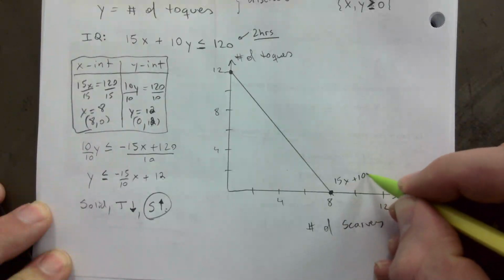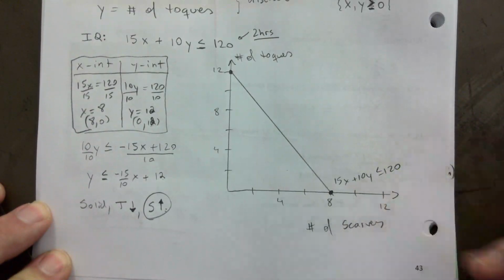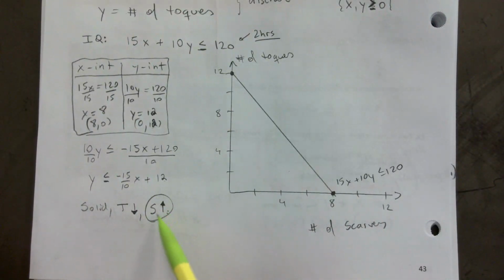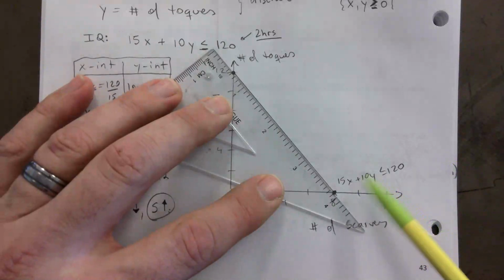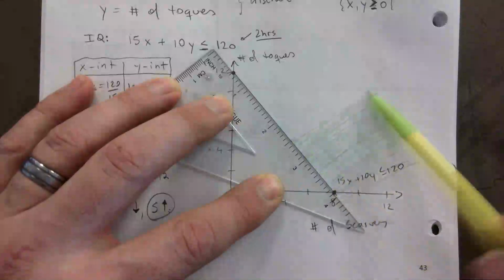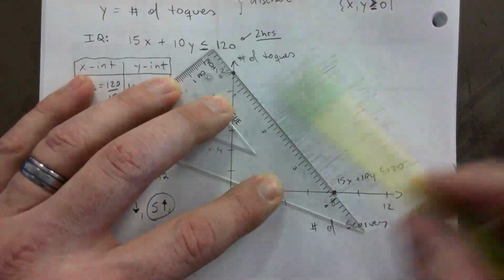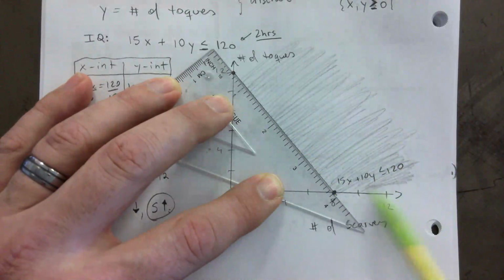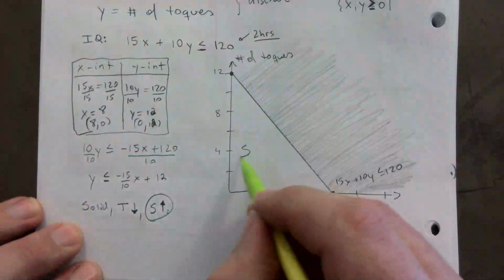15x plus 10y is less than or equal to 120. Where am I shading? Above the line, correct? Right here. I'm using reverse. In fact, I use reverse almost every time. I started you off with regular, and then I switched over.